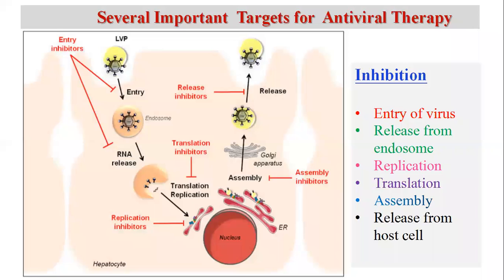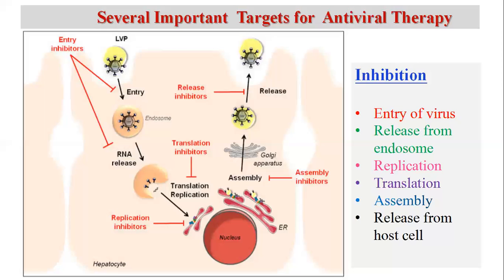This slide will explain several important targets for antiviral therapy. So antiviral therapy can be of 4 different types. Our immune system, both innate immunity as well as acquired immunity, can combat the viral infection. The second one is antiviral drugs, mostly synthetic molecules. The third one is interferons, and the fourth one is vaccine.